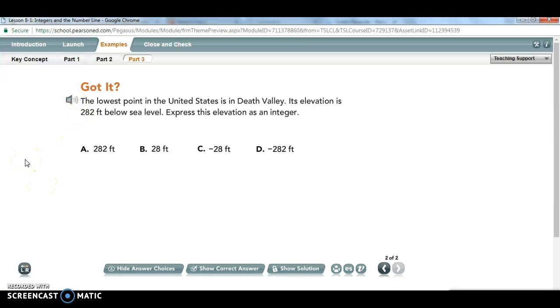The lowest point in the United States is in Death Valley. Its elevation is 282 feet below sea level. Express this elevation as an integer. Negative 282 feet because it is below sea level. So below sea level, we want to use negative integers to express that. So negative 282 feet. That's all I got for 8-1.